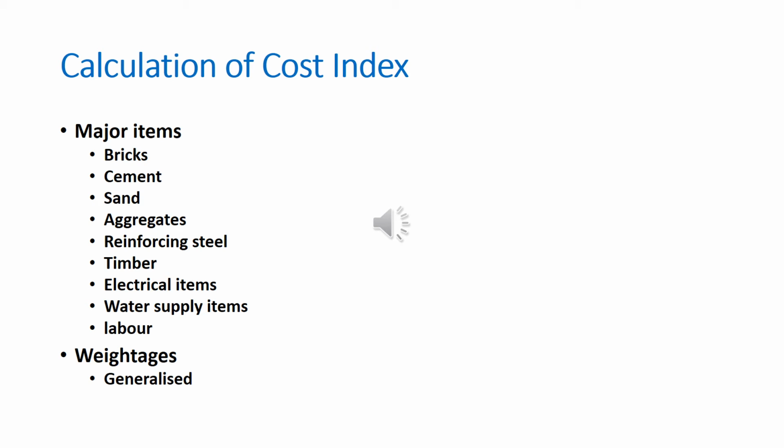So normally major items may be bricks, cement, sand, aggregate, reinforcing steel, timber, items used in doors and windows, electrical items, water supply items, and labor, and then weightage is to be generalized. So that is the way this cost index is to be worked out.